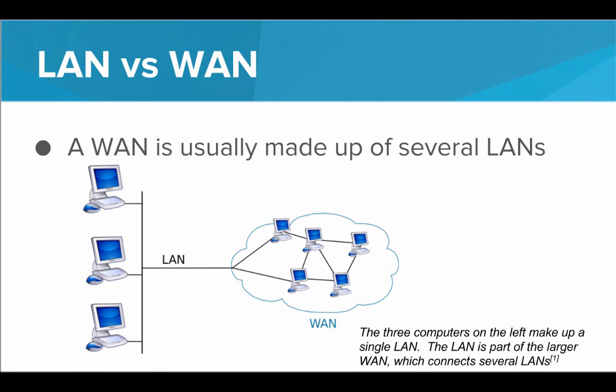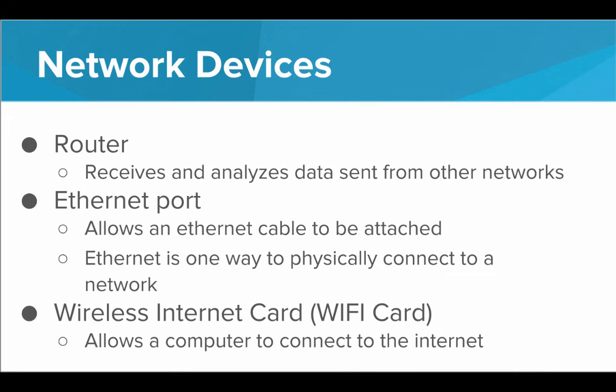So the internet is actually one example of a wide area network. The internet connects your computer to all other computers by connecting together all these smaller networks. And the way it does this is with the routers. The routers are really the important device here that are receiving information and forwarding it along to where it needs to go. So the important network devices that we need to remember are routers, which receive and analyze data sent from other networks.